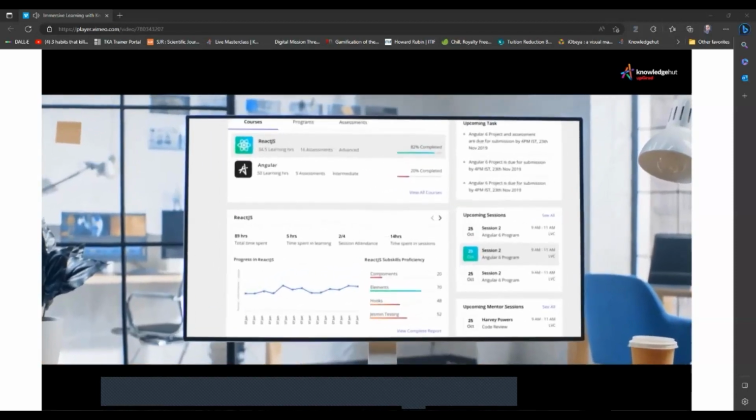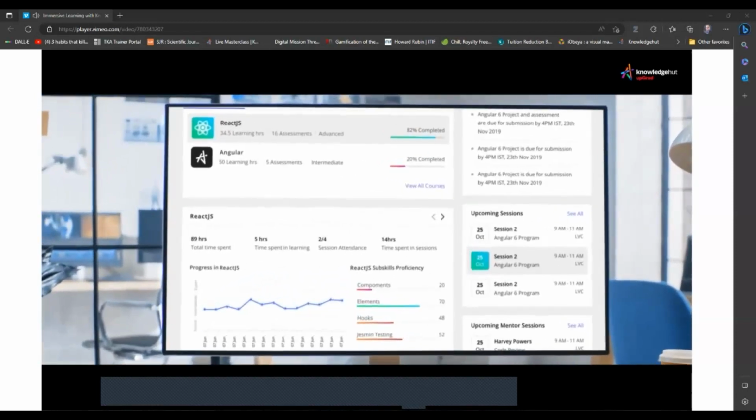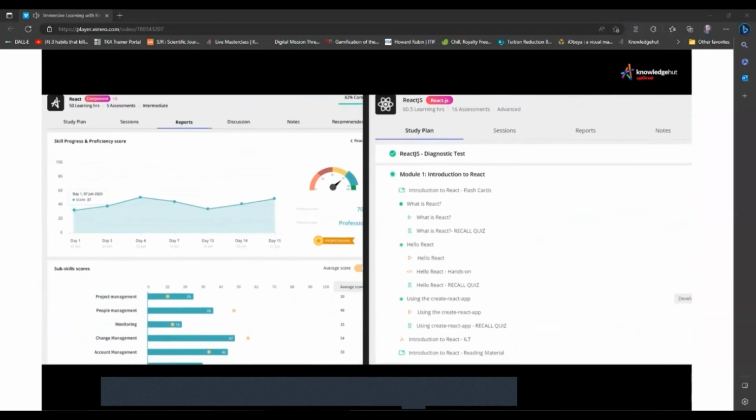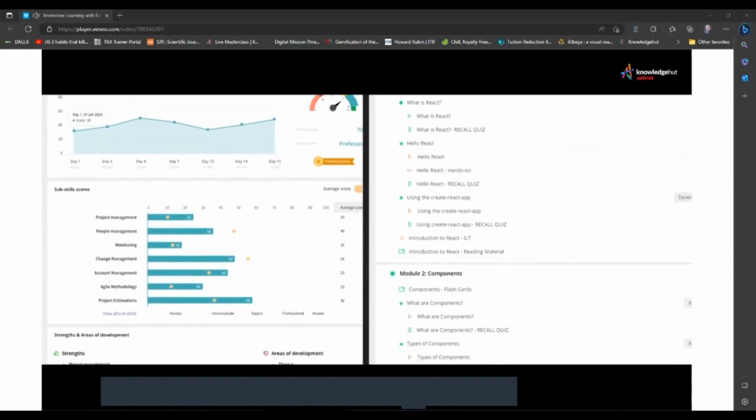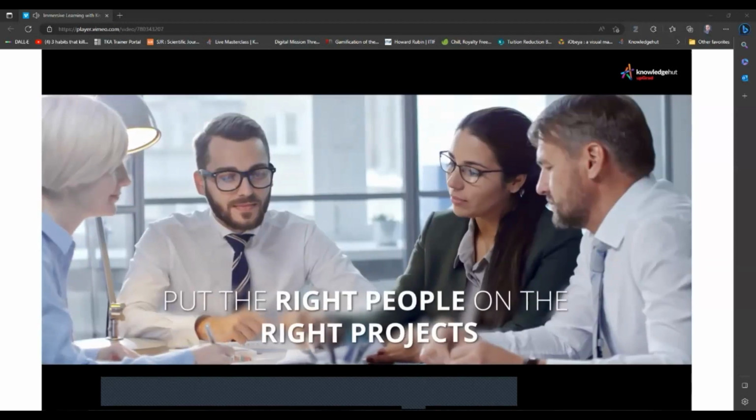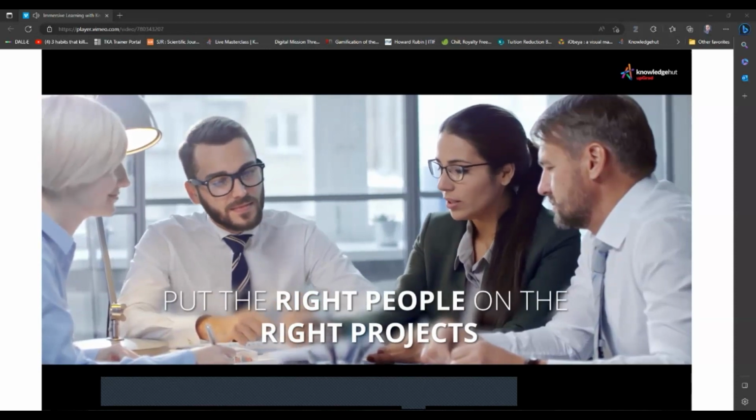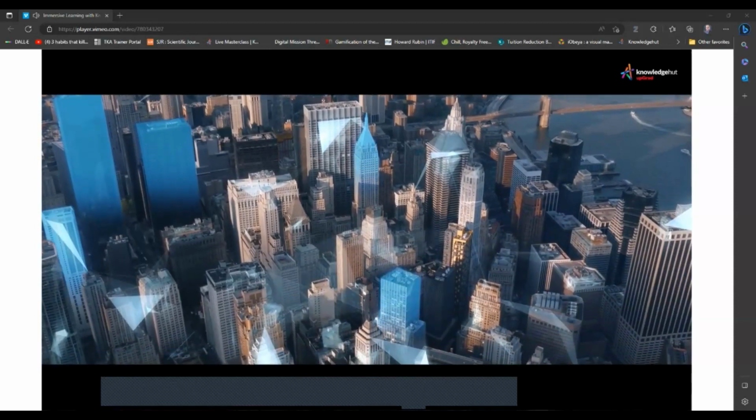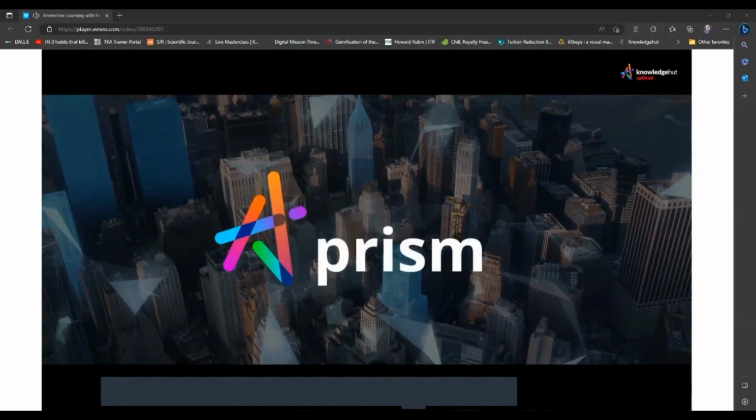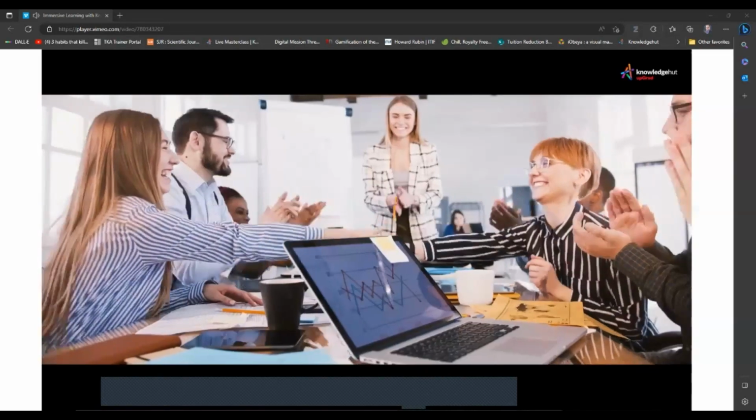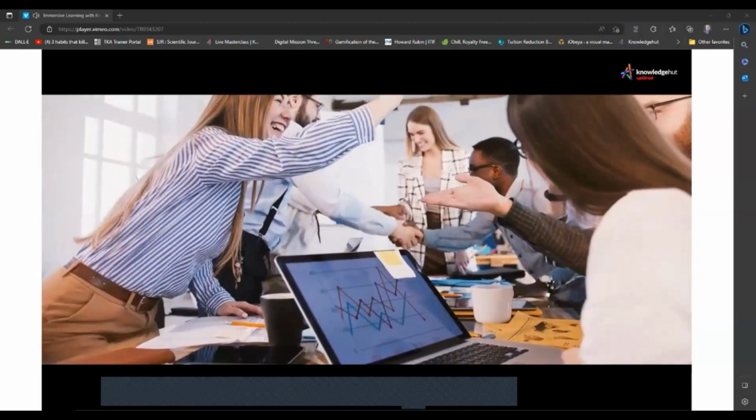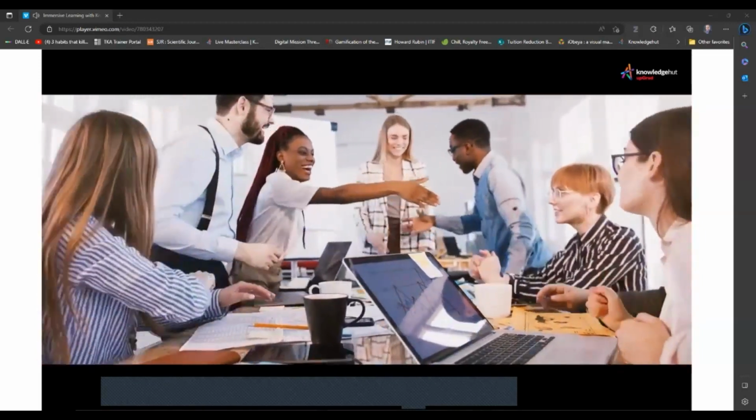By leveraging our state-of-the-art intelligent environment, skills assessments, one-of-a-kind analytics, and immersive learning experience platform, organizations can now put the right people on the right projects. It's why fast-growing companies are getting on Prism. They understand that it will help them keep up with the pace of change and grow faster than their competition. So, what is your company doing?